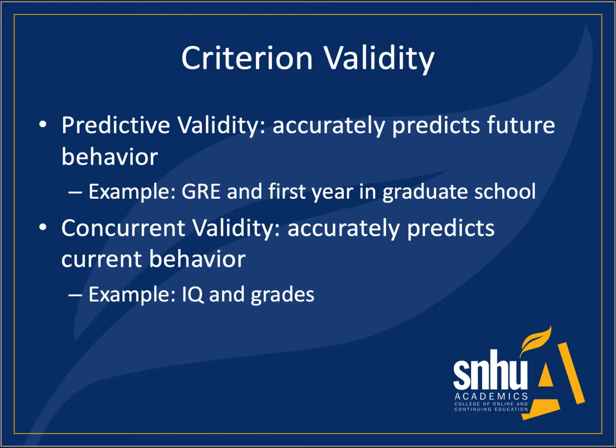So for example, GREs, which we know and love, has the ability to pretty accurately predict the success of a student in their first year of graduate school. On the other hand, concurrent validity is the ability to predict your current behavior. So IQ and grades are oftentimes linked. That means your current assessment of your intelligence is a good measure, or concurrent is typically related to your current grades.